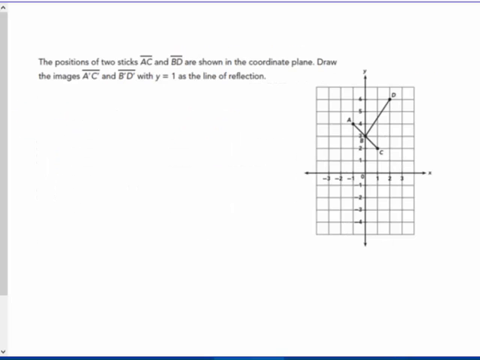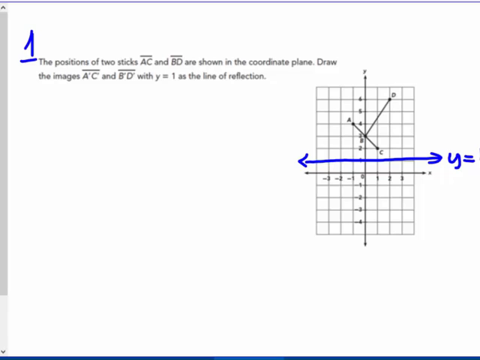So I'm going to go on to number 1. Number 1 says the positions of 2 sticks, segment AC and segment BD, are shown in the coordinate Cartesian plane. Draw the images A prime C prime segment and B prime D prime segment with y equals 1 as the line of reflection. Well, hopefully you remember that y equals 1 is this horizontal line. That's not the x-axis. Y equals 1 is 1 above that. The x-axis is y equals 0. So now our line of reflection is not the x-axis, but just above it.